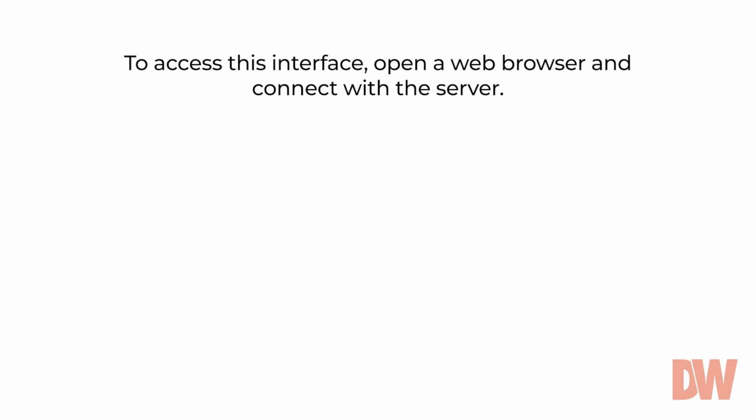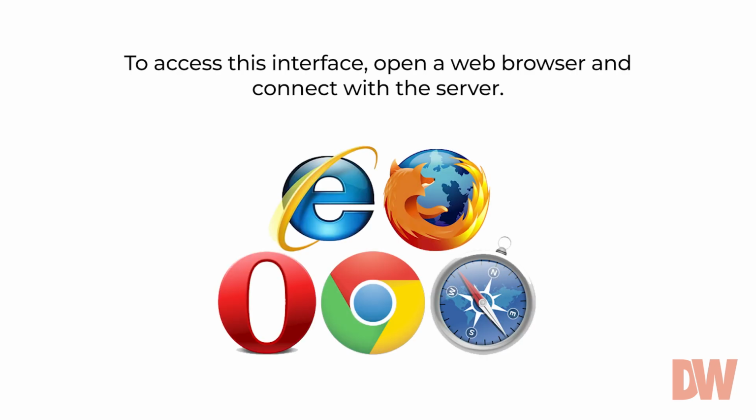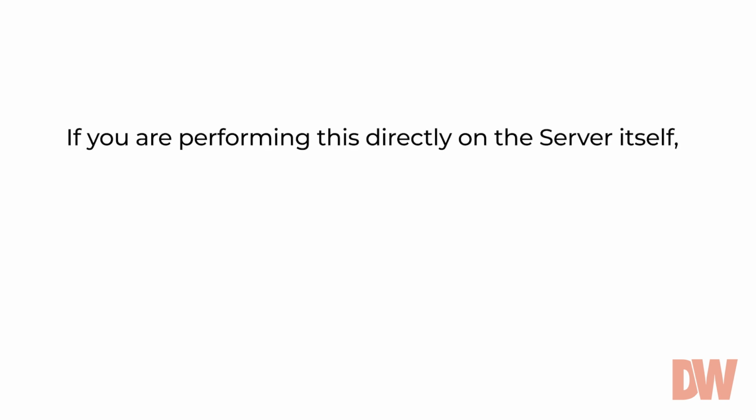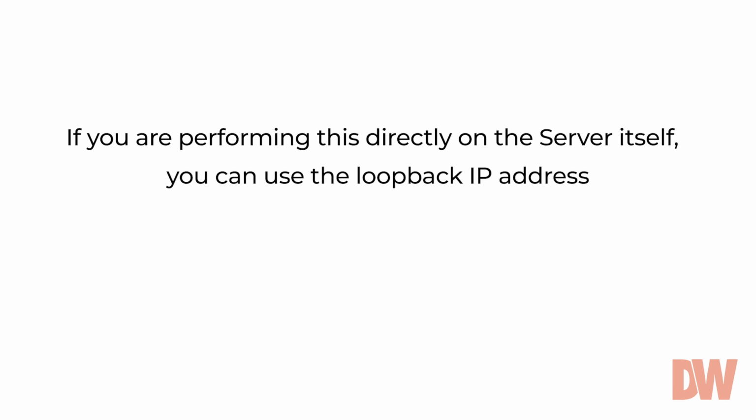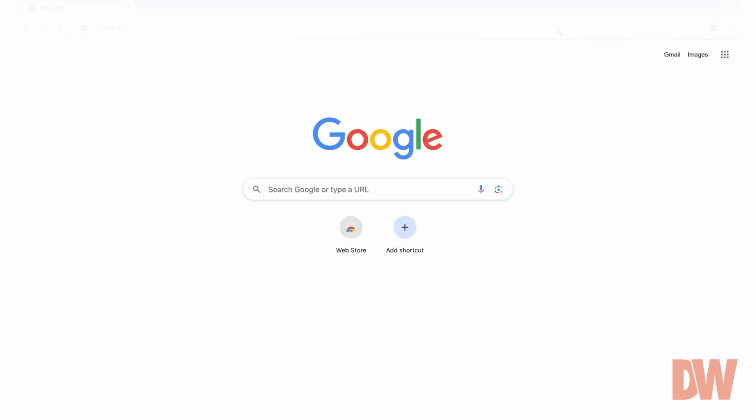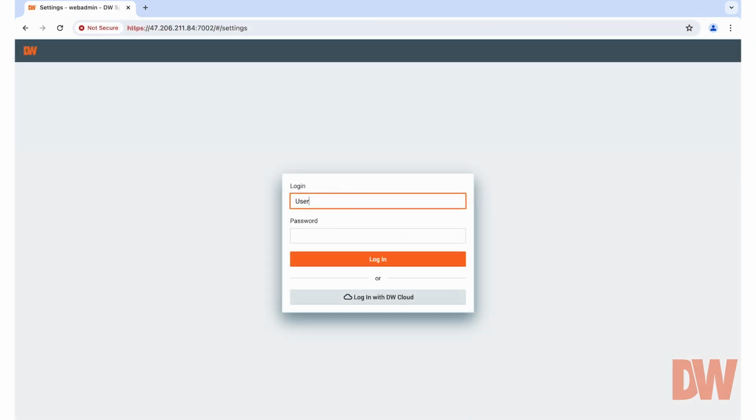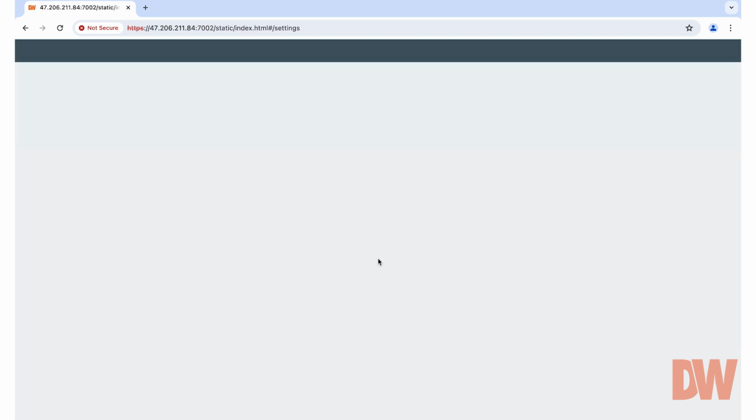To access this interface, open a web browser and connect with the server. This is done by entering the IP address of the computer that is hosting the DW Spectrum server program and the web port that is being used by the system. If you are performing this directly on the server itself, you can use the loopback IP address 127.0.0.1 for the computer. Enter the IP address, and the port number of the server. The default port number for Spectrum servers is 7001. The login screen for the Web Administrator client will display. Enter the owner administrator credentials to log into the system.